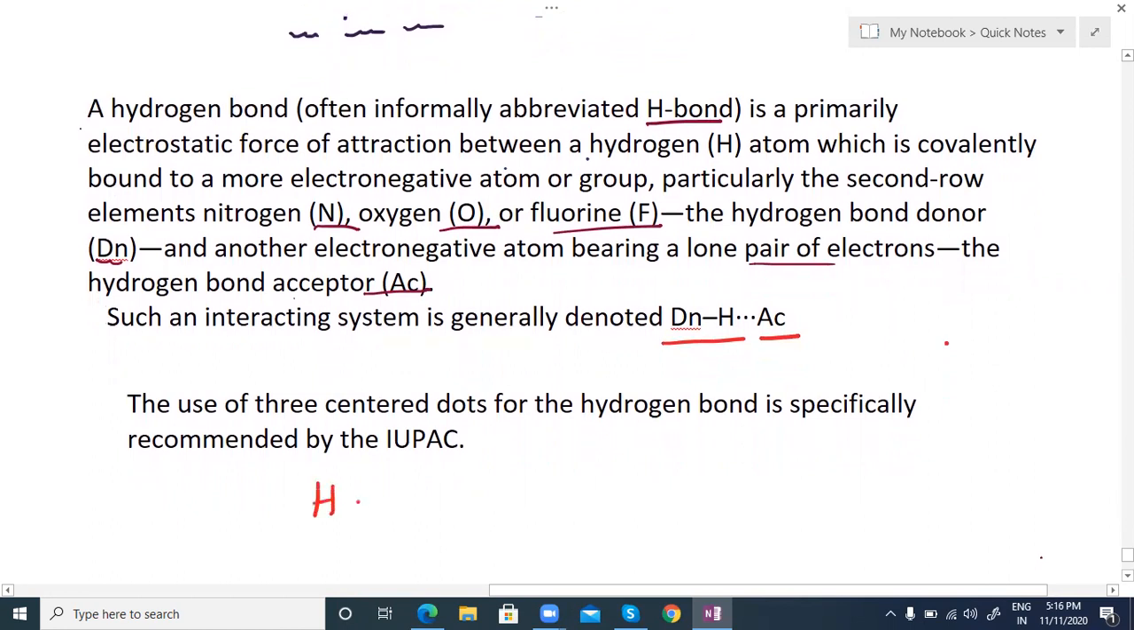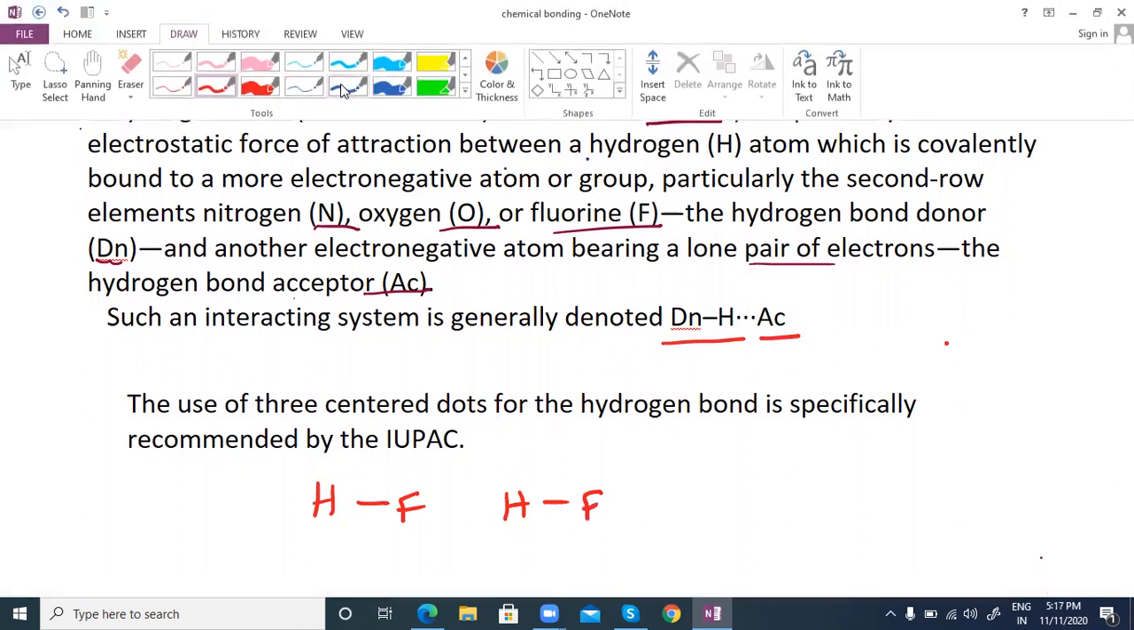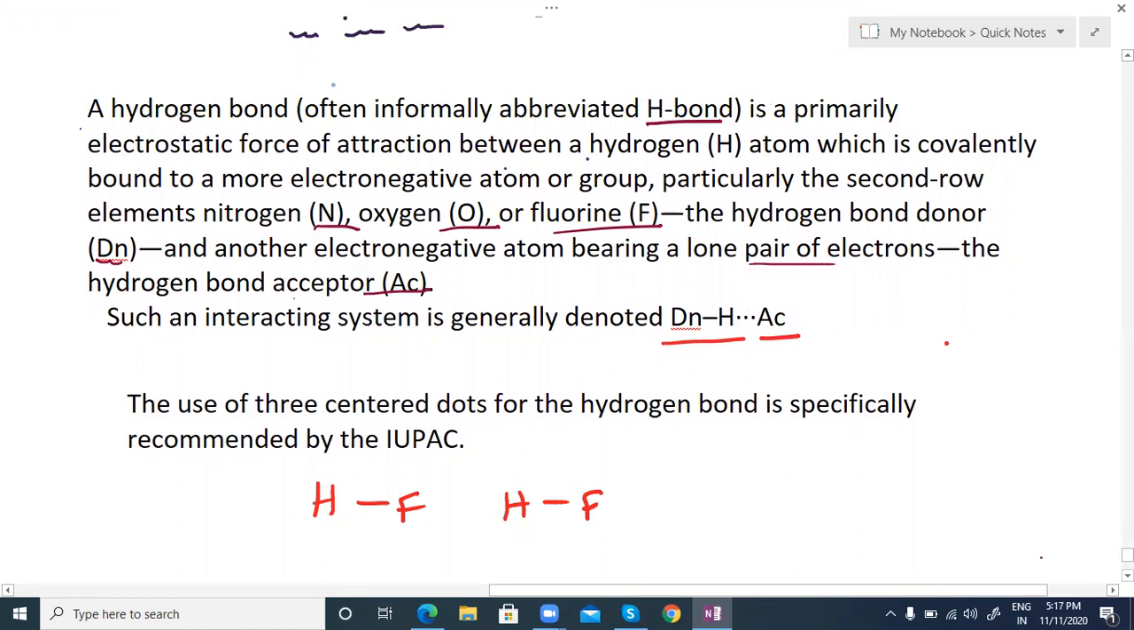I can take HF. This is the molecule. One of the conditions they are satisfying is that hydrogen should be attached to N, O, F. But some books give chlorine also, so you may consider this also. You can see here hydrogen is the electropositive element, and F is the more electronegative atom. The bonding electrons move towards fluorine.